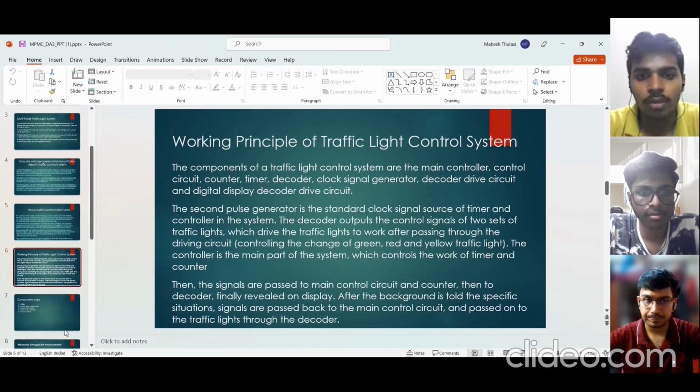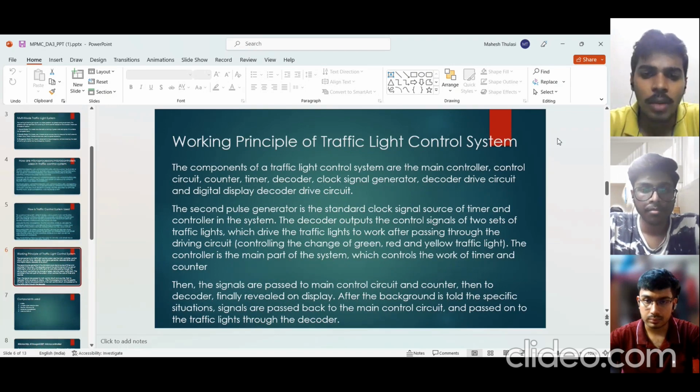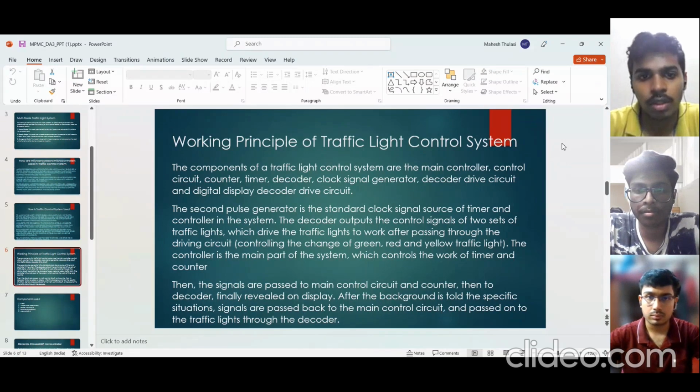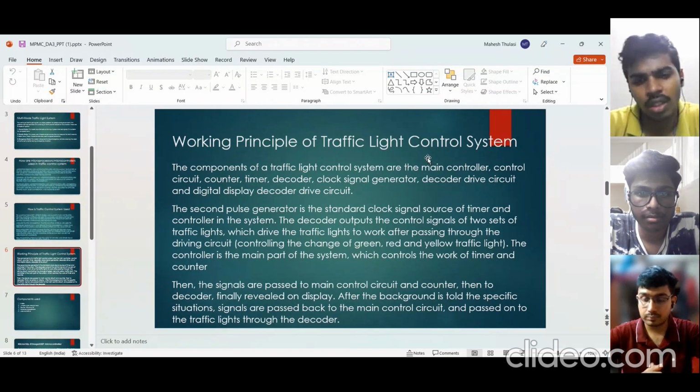Now, the working principle of traffic light control system. What is the main working principle of this traffic light control system? There are many components in the traffic light control system, such as main controller, control circuit, timer, decoder, and we all use this in traffic light system. And the clock signal generator, decoder.